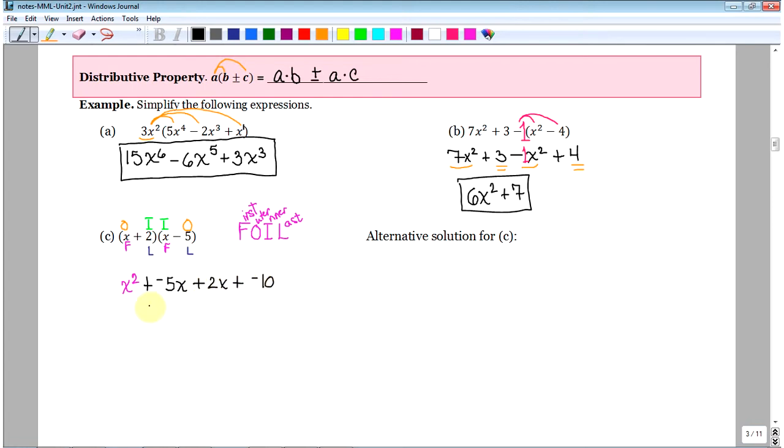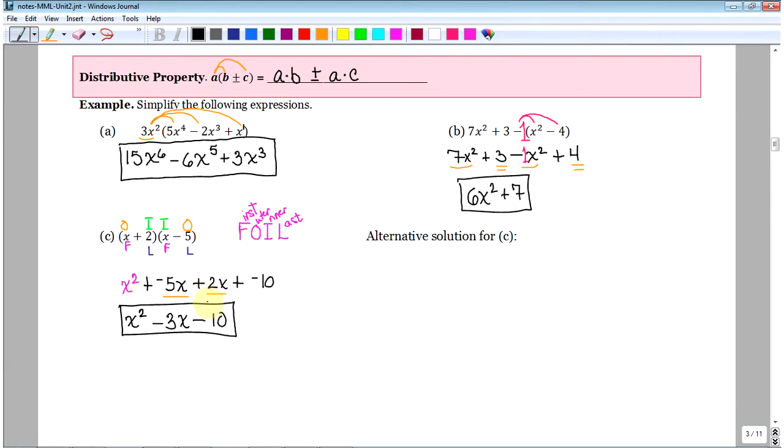So now we have a problem of just combining our like terms. So I have a -5x and a 2x. When you combine those coefficients, -5 plus 2 is -3. Variable stays the same. We do not want to write plus a negative, because plus a negative is the same thing as subtracting, so we should write that as a -10. And that's our answer.